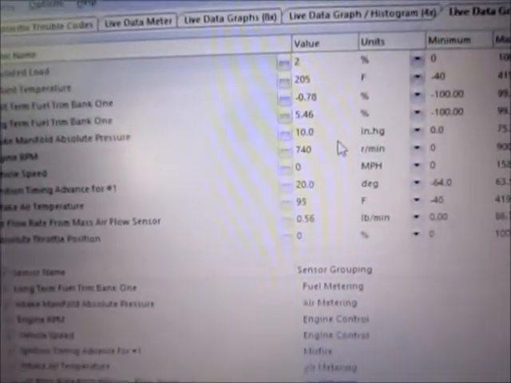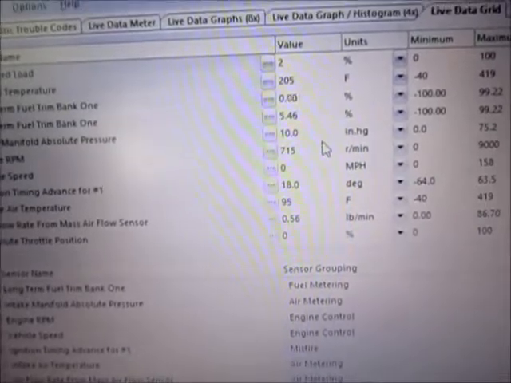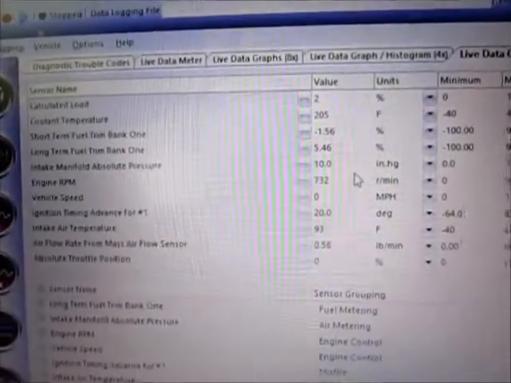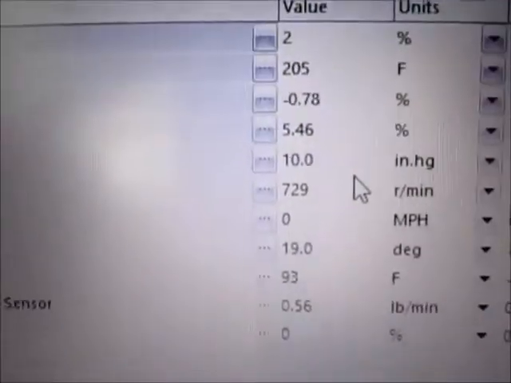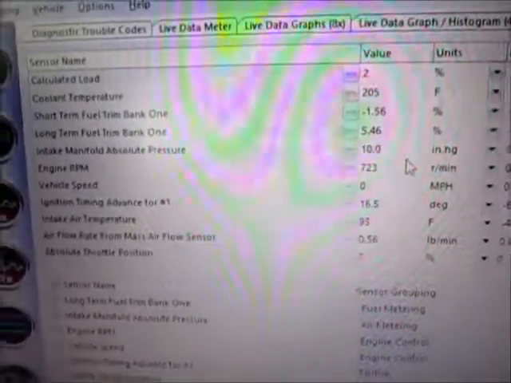So for example, atmospheric manifold pressure at sea level, which I'm close to here in Santa Clarita, California, is 29 inches. If I subtract 17 inches of vacuum from that, I will then get 10 inches more or less of vacuum at idle, which is good.